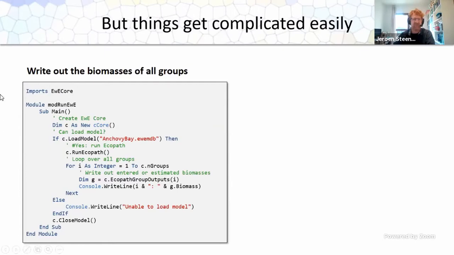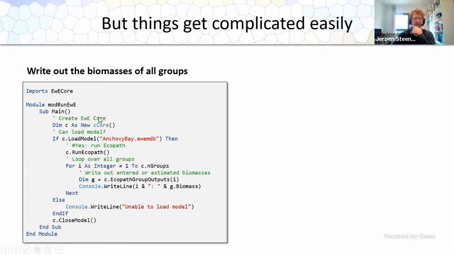Take something like this. I added a few code comments here to make sure that it's a bit more legible, so you can see the flow a bit better. Here we go again. We create a new core. We check if the load worked. If it didn't, then it says no, I couldn't load the model. Sorry. Okay.